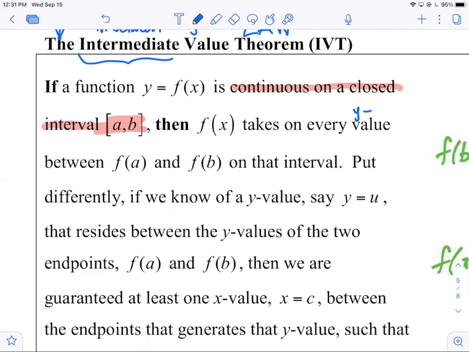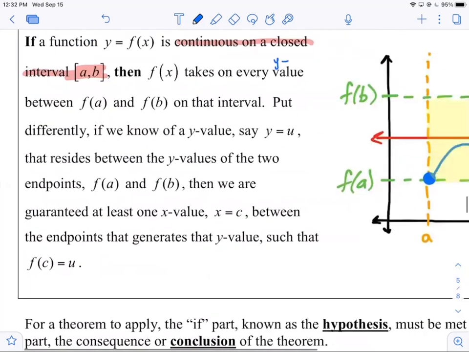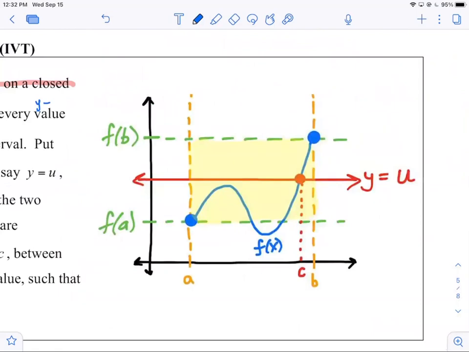Put differently, if you pick a specific y value between the y value of the endpoints, call it y equals u, just some random y value that falls between the y values of the endpoints, then the theorem not only says that for sure you're going to have that y value, but additionally, there's going to be at least one value of x on the x interval from A to B that produces it. Okay? Wow, that's amazing.